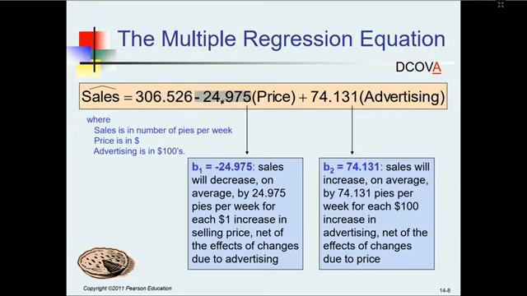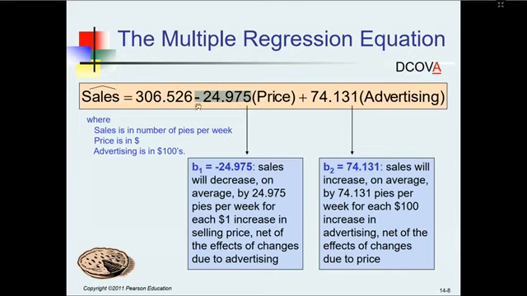Good. Because the coefficient of price is negative, it means that there's an inverse relationship between price and sales. Inverse relationship means that when price increases, sales is likely to decrease, and when price decreases, sales is likely to increase, all things being equal. So there is an inverse relationship between price and sales.